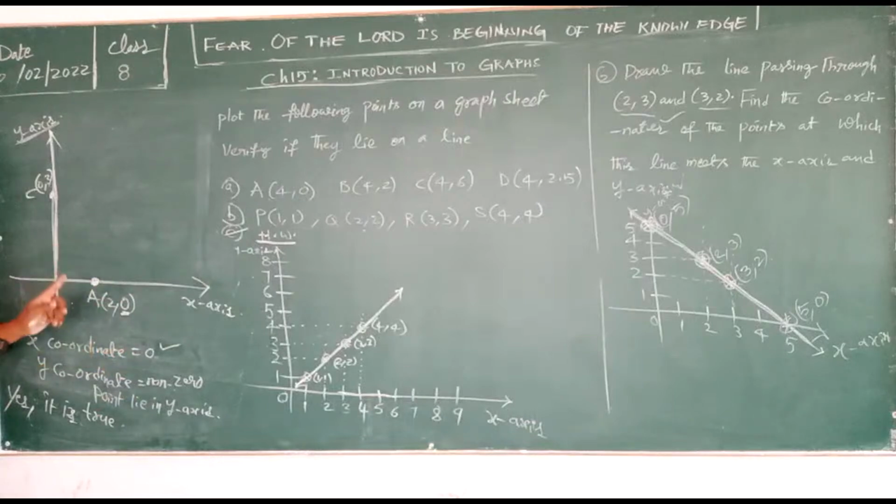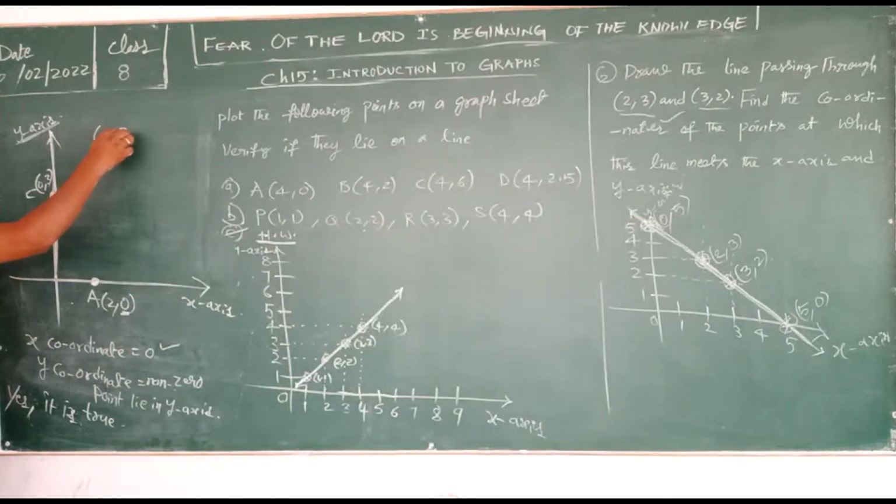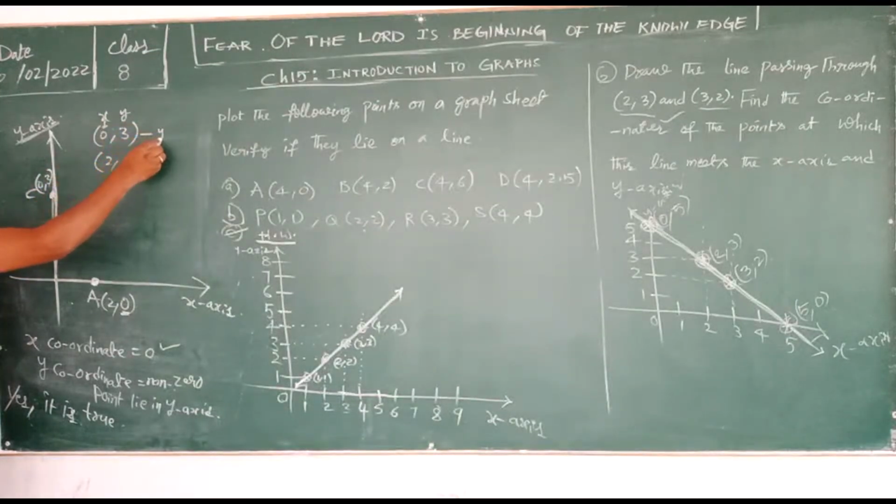When y coordinate is 0, it lies in x-axis. Simply remember what I am saying. It is x and it is y, and it is 2, it is 0, right? X coordinate is 0, it lies in which axis? Y-axis.